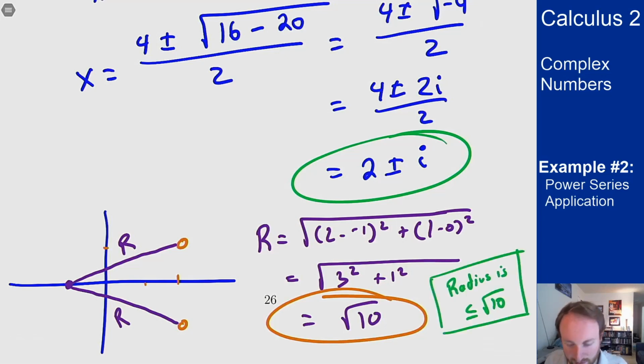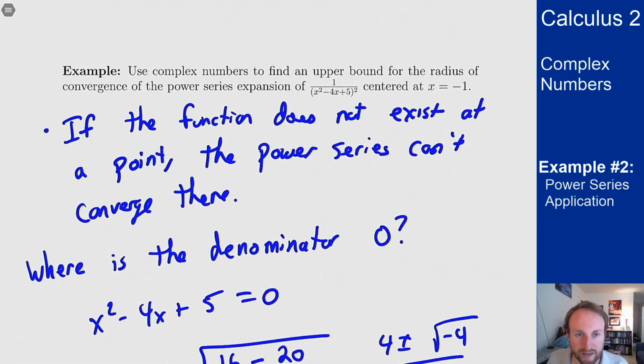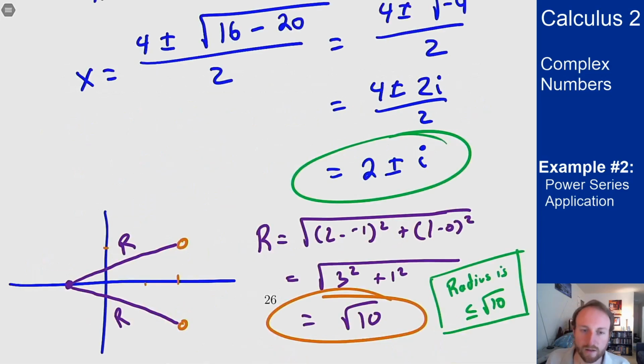In this case, however, since the function is more complicated, it's not just like a 3 minus x or something, there's no nice way to actually figure out what this power series is centered at -1. However, we can use this complex numbers factor to say the radius will be no more than square root of 10, because at square root of 10 is where I hit the first point where my function doesn't exist, and therefore my power series cannot converge there. Then your answer here is the fact that the largest radius you could get, or an upper bound for this radius, would be square root of 10.